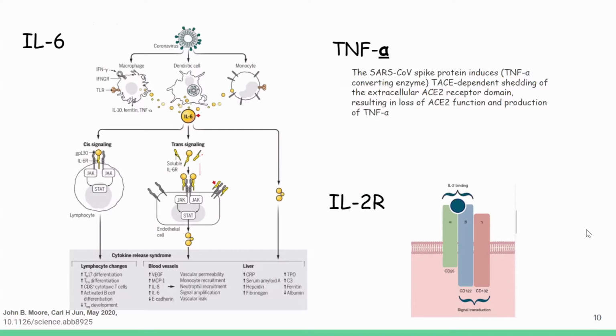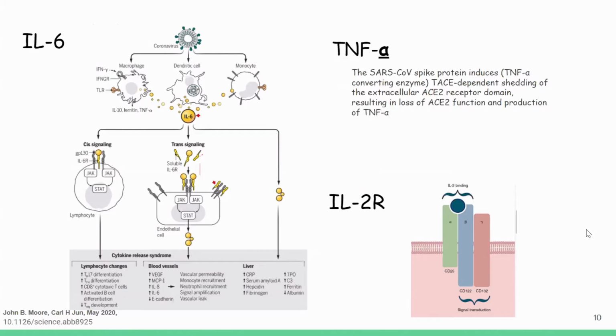The other inflammatory cytokine which is seen is tumor necrosis factor alpha. Tumor necrosis factor alpha is inversely related to the T cell count. As the COVID-19 infection progresses, the tumor necrosis factor alpha will increase, but the lymphocyte count will decrease.